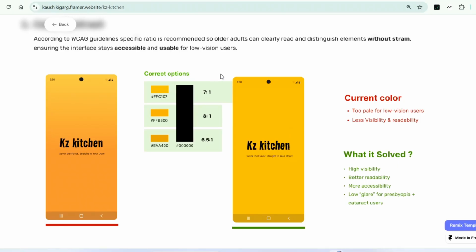According to the guidelines, a color contrast ratio of 7 to 1, 8 to 1, or 6.6 to 1, or 5 to 1 is ideal for better visibility and better contrast. Before, they had low visibility and readability, but after changing this they have better readability. So the text is pure black, and the background yellow can be in these three formats, so as to obtain these ratios, which come under better visibility.